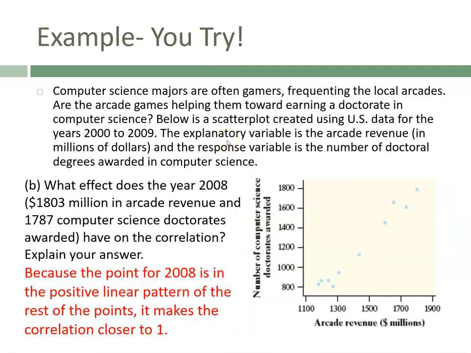And then what effect would it have if you change this? Or what effect does that certain year have on the correlation? So that point is encouraging the fact that there's a positive linear pattern, and it makes your correlation closer to 1 because it's encouraging that positive pattern.